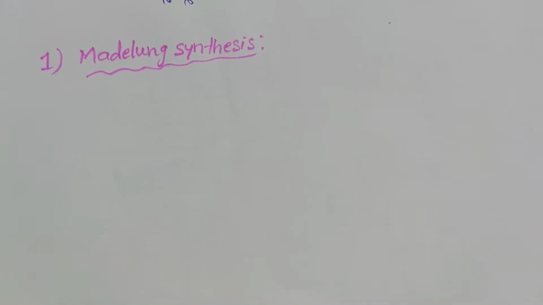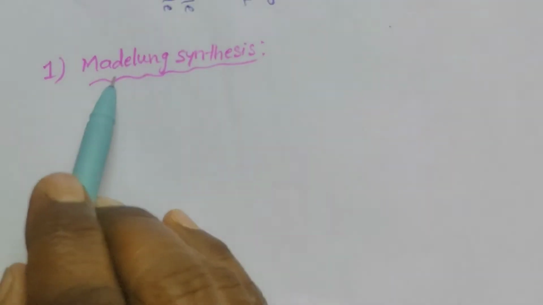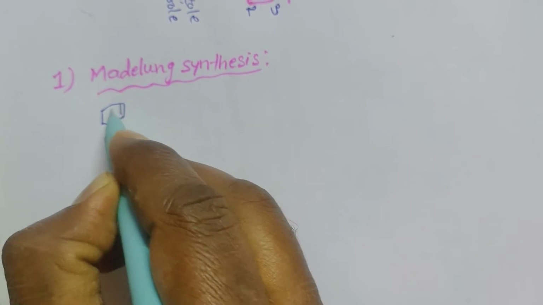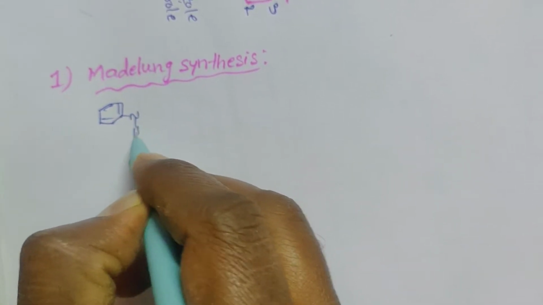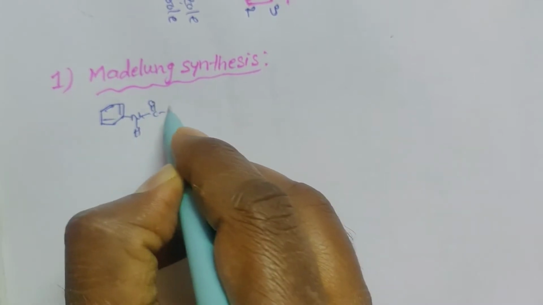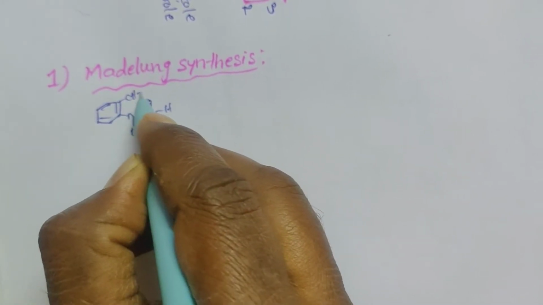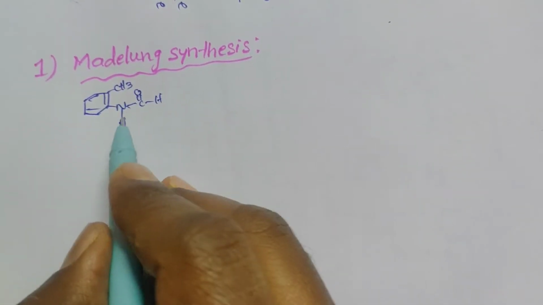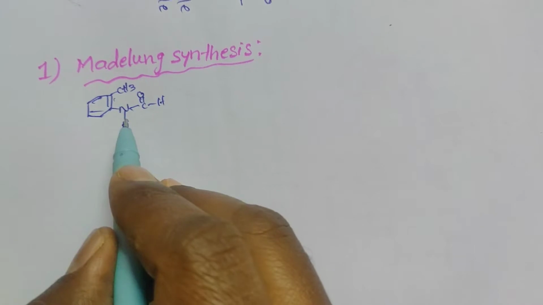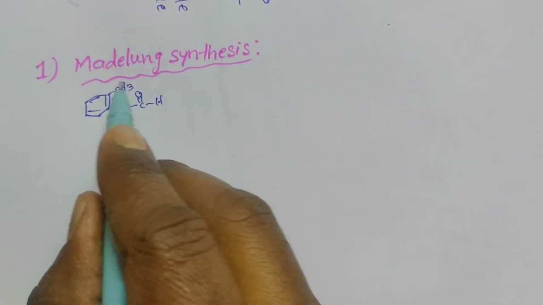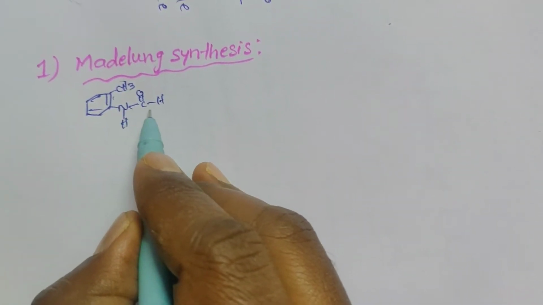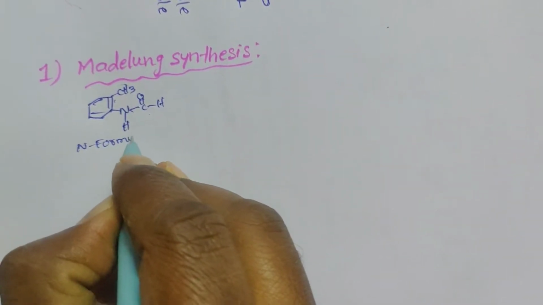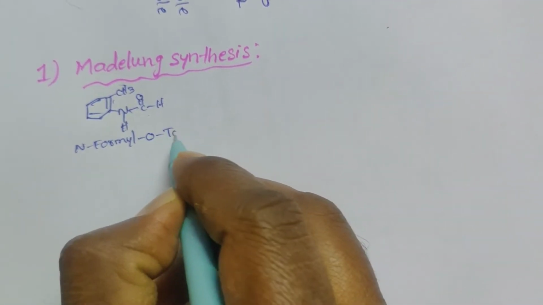For the preparation of indole, first of all we study the Madelung synthesis. In Madelung synthesis, the starting material is N-formyl orthotoluidine. So here a formyl group is attached and this is CH3. If you write CH3 on benzene, that becomes toluene, and at the ortho position an amine group is there, so we call it orthotoluidine, and on N a formyl group is there, so its name is N-formyl orthotoluidine.